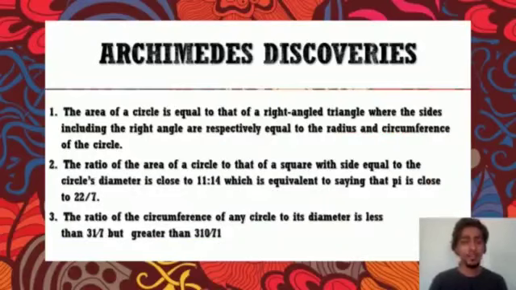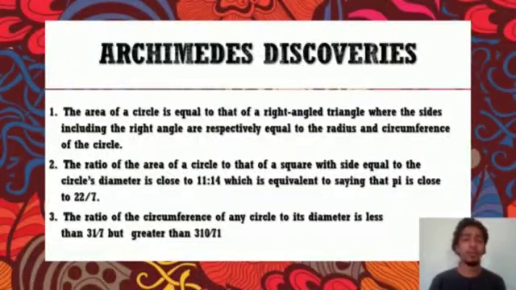Archimedes' discoveries. The area of a circle is equal to that of a right angle triangle where the sides including the right angle are respectively equal to the radius and circumference of the circle. The ratio of the area of a circle to that of a square with side equal to the circle's diameter is close to 11/14, which is approximately pi. The ratio of the circumference of any circle to its diameter is less than 31/7 but greater than 310/71, which is approximately pi.